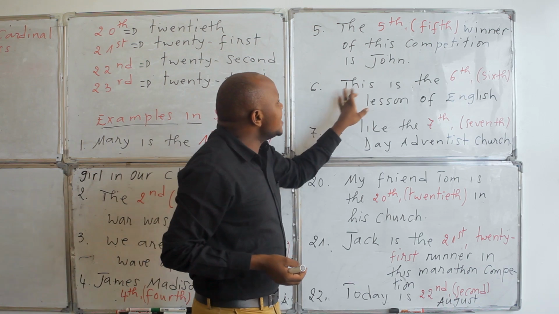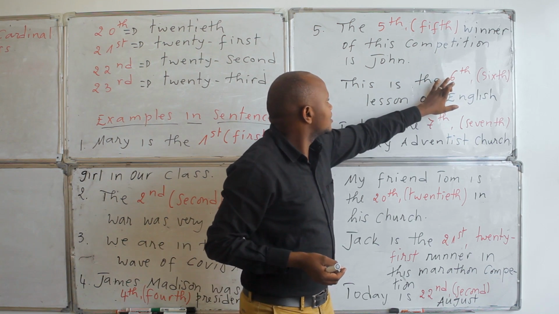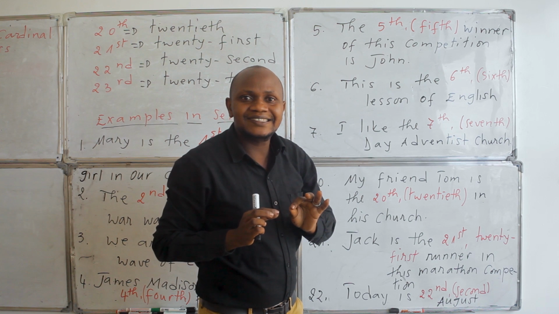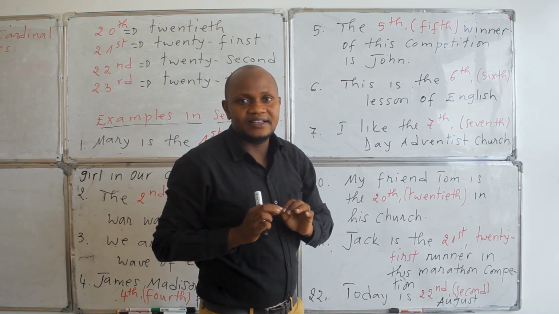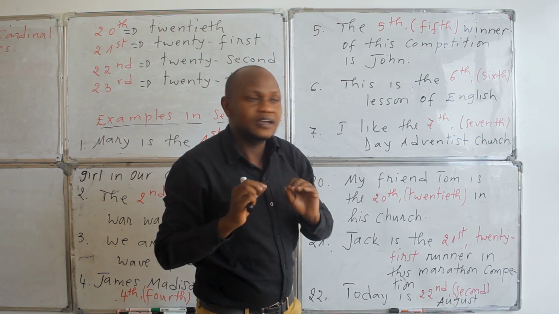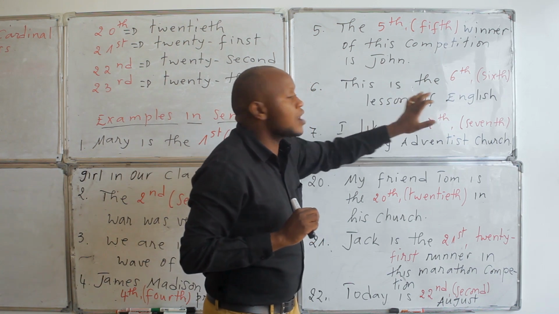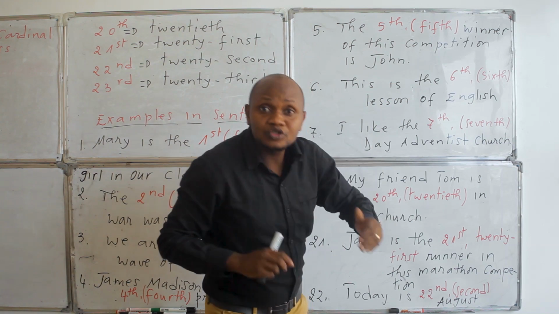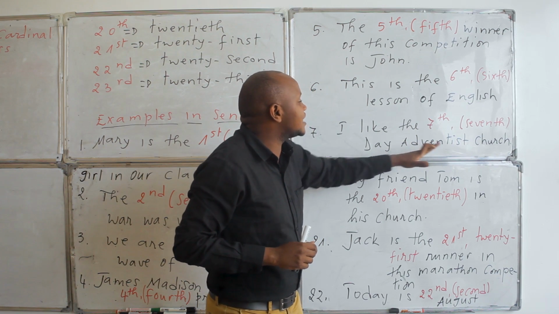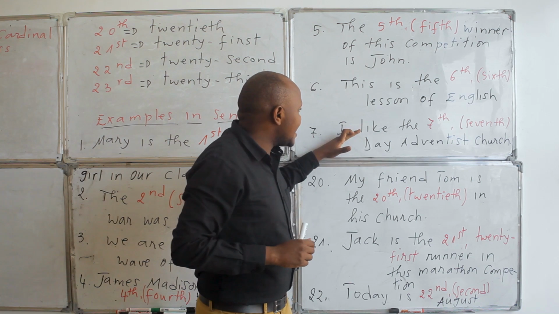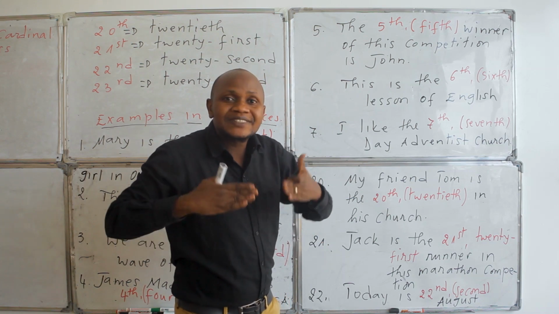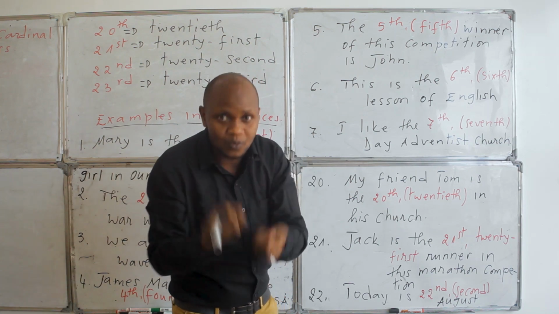Good. 6. This is the 6th lesson of English. Iri ni isomo rya gatandatu ry'icyongereza. I like the Seventh-day Adventist Church. Nkunda urusengero rw'Abadiventiste b'umunsi wa karindwi.